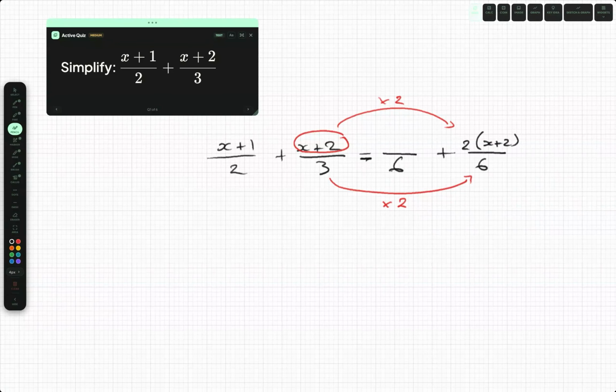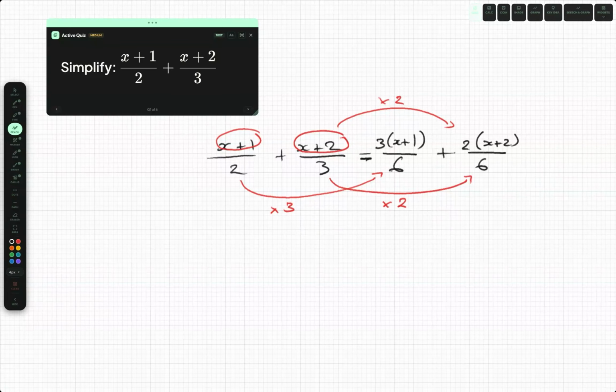That's just how we're going to leave it for now. We'll expand this later and then we'll simplify. And let's do the same to this one. How have I gone from 2 all the way to 6? Well, I've multiplied it by 3, which means I have to do the same to this entire group here. Which means once I've got that done, it's going to be 3 times x plus 1.